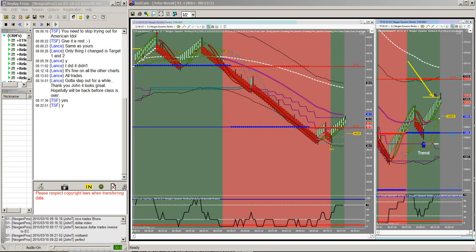So what you're saying is it's fine on all the other charts, just not. What trade setup was that? A trend trade?